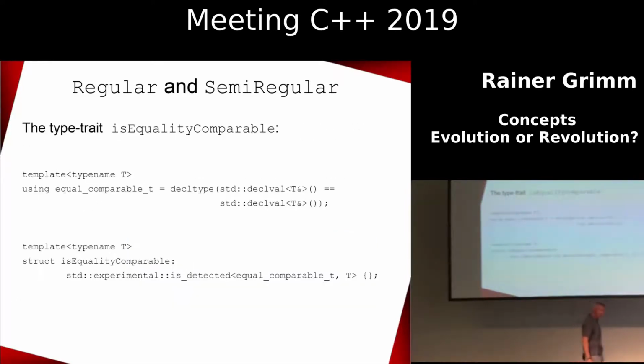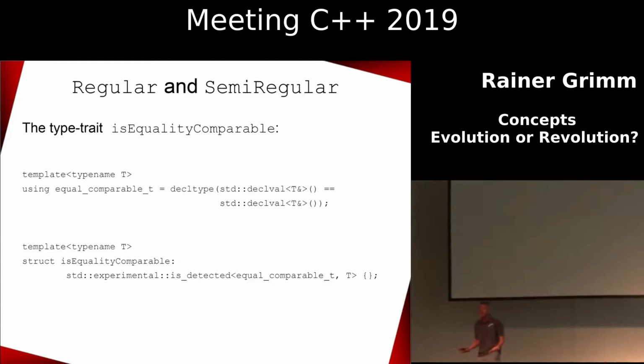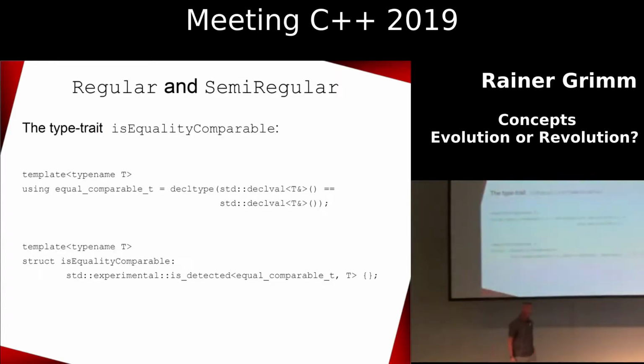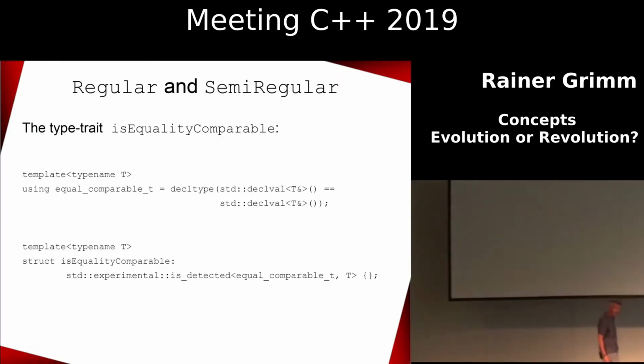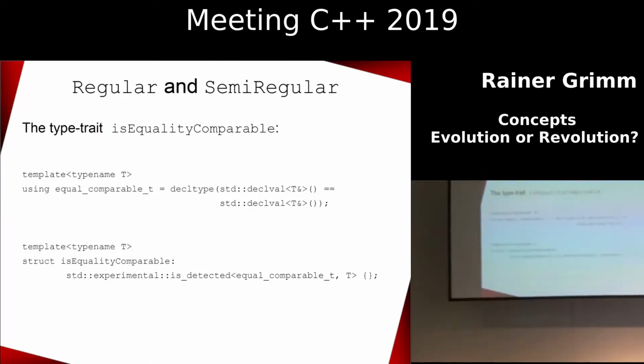Regular is a little bit more complicated because there's no, how did I call it, is equality comparable or something like that. There's no type trait which allows you to ask a type, do you support equality comparable? So I have to build it by myself. I used the so-called detection idiom. It looks a little bit crazy, but it works.